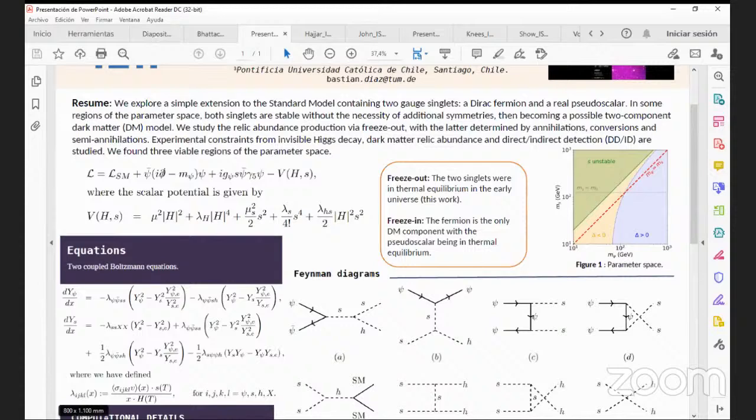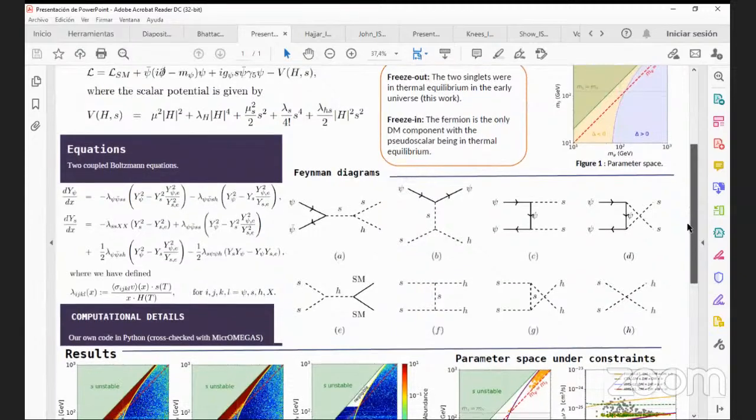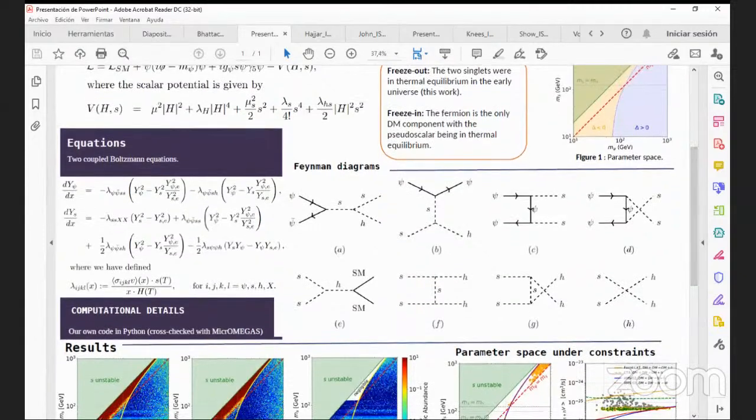Can you scroll down a little bit, please? In the last row you have the typical annihilations that you find in a Higgs portal dark matter model: the pseudoscalar going to standard model particles and the Higgs boson. And in the first row, we have our new possible interactions, where A and B are semi-annihilations, and C and D are dark matter conversions.